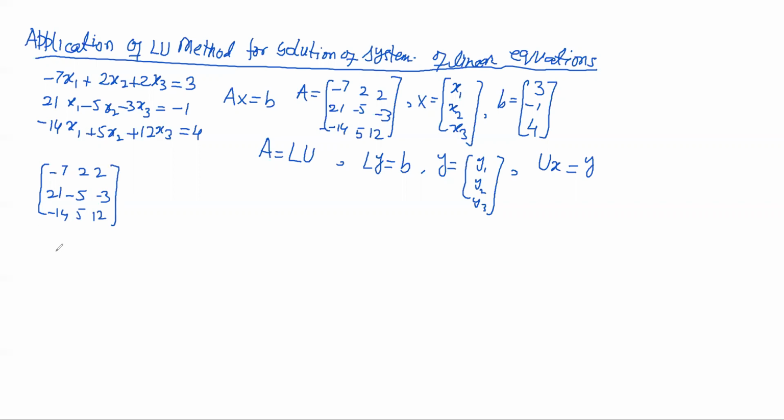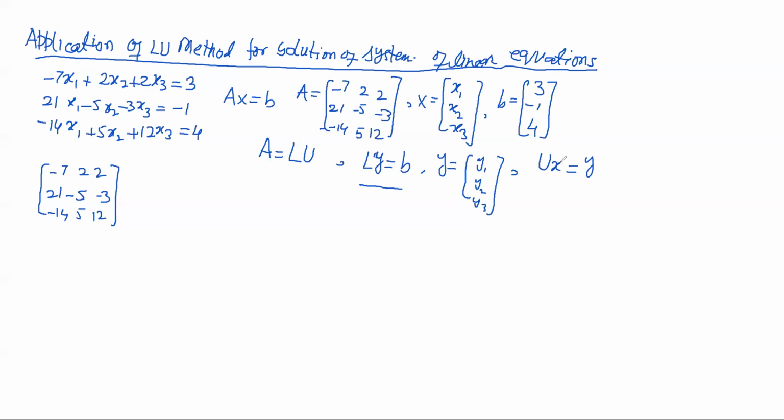Sorry, can you repeat why you have written Ly equals b and Ux equals y? Why I have written it is because, as I have said, y is an intermediate vector. So it is easier to compute Ly equals b, and from here we find y, and then we can solve Ux equals y, which will give us the solution x.